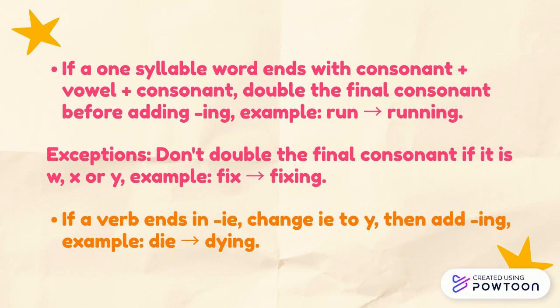Rule number 3. If a one-syllable verb ends in consonant, vowel, consonant, double the last consonant. For example, run becomes running. But don't double the final consonant if it is W, X, or Y. For example, fix becomes fixing. Finally, if the verb ends in IE, change it to Y before adding ing. For example, die becomes dying. These rules may seem like a lot, but after a little practice, they become automatic.